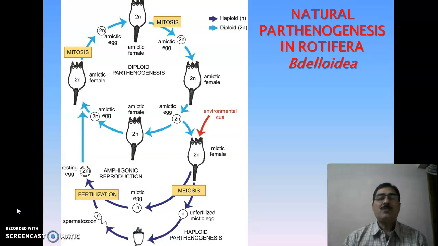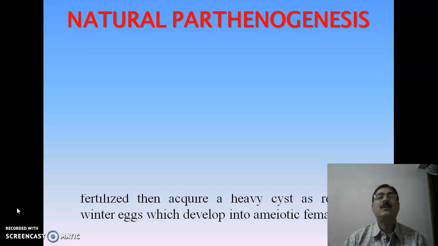And if the meiosis occurs, there is formation of an unfertilized mictic egg, and this unfertilized mictic egg can develop into a male, and this male, after the production of sperm, fertilizes the mictic egg, and there is formation of the diploid egg, which is the amphigonic reproduction and goes to the resting stage. And whenever the situation becomes favorable, it develops into a diploid female.